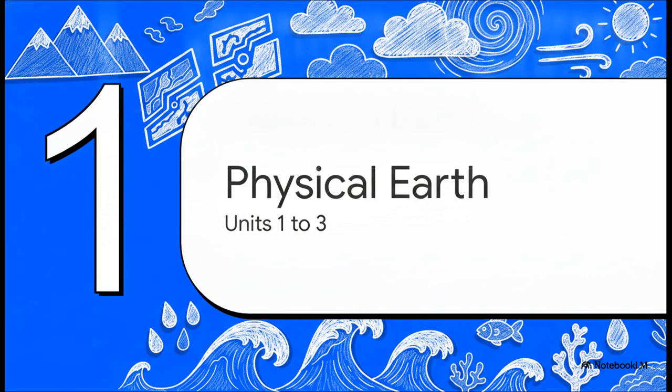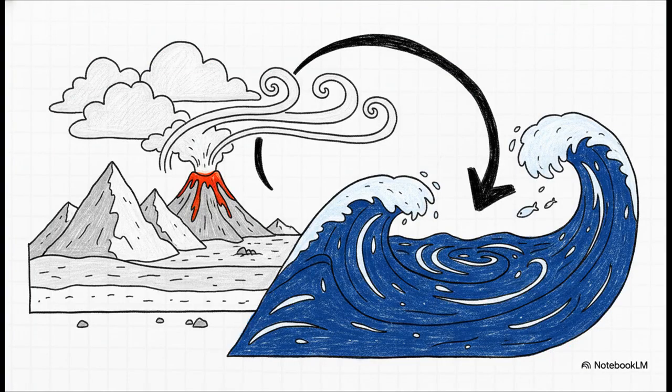Okay, let's hit our first bucket, exploring the physical Earth. This is where we build the physical foundations of the planet by combining units 1, 2, and 3. Now, quick pro tip here. Don't just memorize random facts. Group them conceptually. You start with the endogenetic forces shaping landforms in geomorphology.